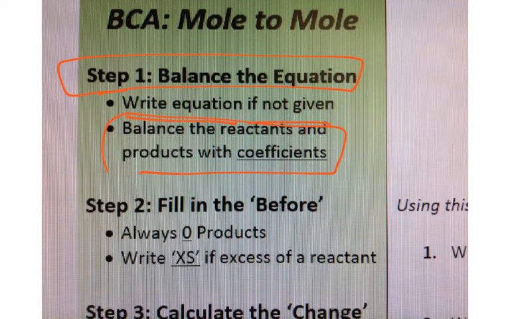Then you're going to fill in your befores. You always fill in 0 for your products. Why? Because before the reaction occurs, you've not produced any products, since the reaction produces those products. And for excess, you write the letters XS if there's an excess of that reactant, meaning you have more than you actually need of it.